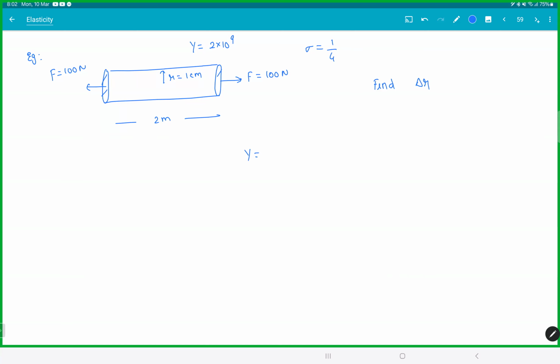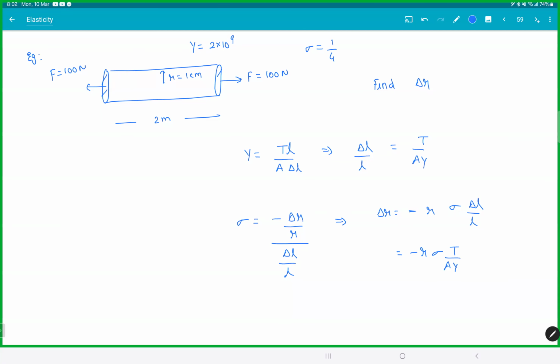So we do Young's modulus is equal to tension times length by A delta L. So from here we get delta L by L, which is tension by AY. Then you know sigma is minus delta R by R over delta L by L. So from here we get delta R is equal to minus R into sigma delta L by L, which is minus R sigma into T by AY. Make sense? You know everything there. Substitute and you're done.